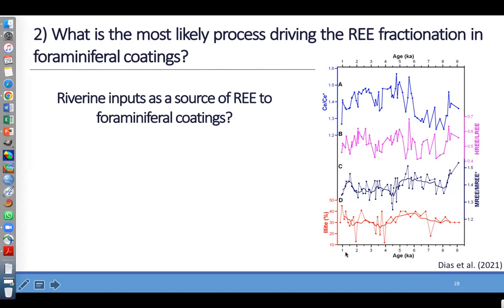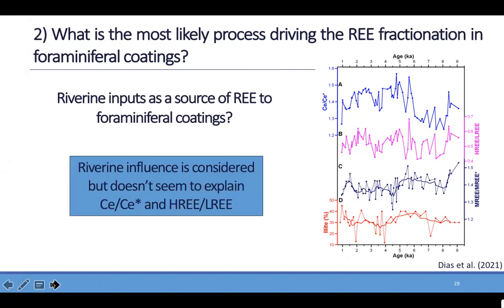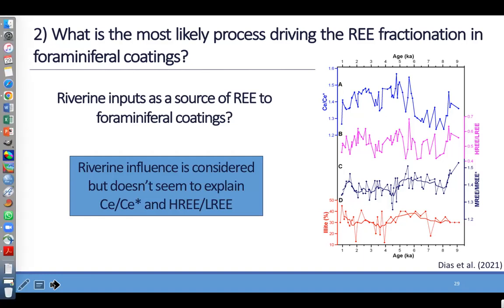The values are quite high for the anomaly, and this could be showing us some river influence. But even if we do have this river influence, the variability is not the same. Also the Brazil Current is quite strong and very dynamic in this area. As I told you, it influences the continental shelf, and it pushes the plumes and the coastal waters closer to the coastline. So that shouldn't influence your site a lot. Our conclusion is that the river could have an influence, but it doesn't seem to explain the variability we are seeing with the cerium anomaly and heavy rare earth elements.